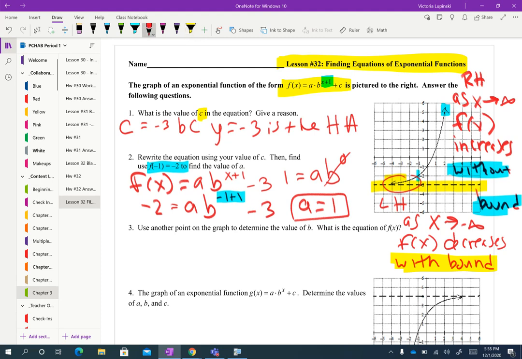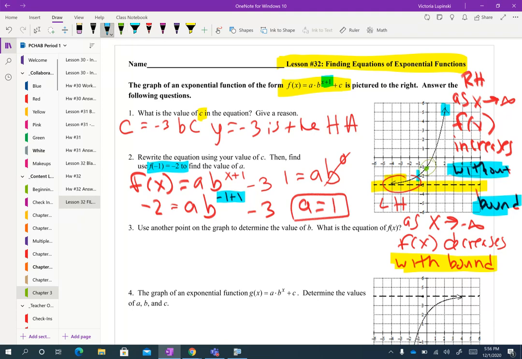Going back to the problem. So we have already concluded what c is based on the horizontal asymptote. We then solved for a. We now have to solve for b. In order to solve for b, we have to find some other additional point on the graph. Try to find an easy one if at all possible. So I'm going to go ahead and use the point 0, -1.